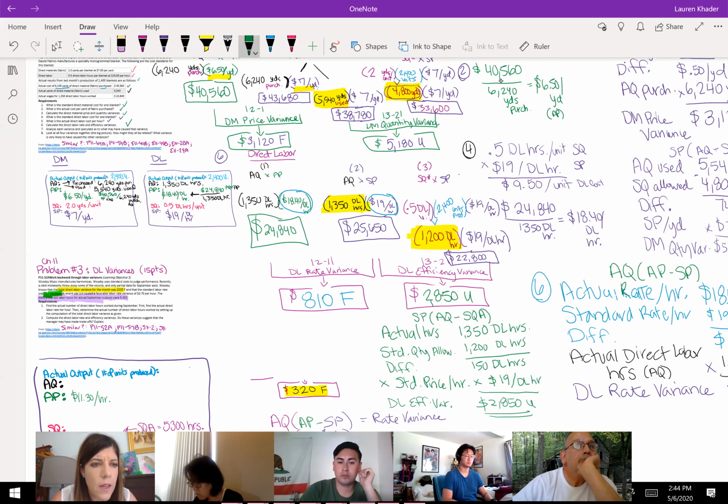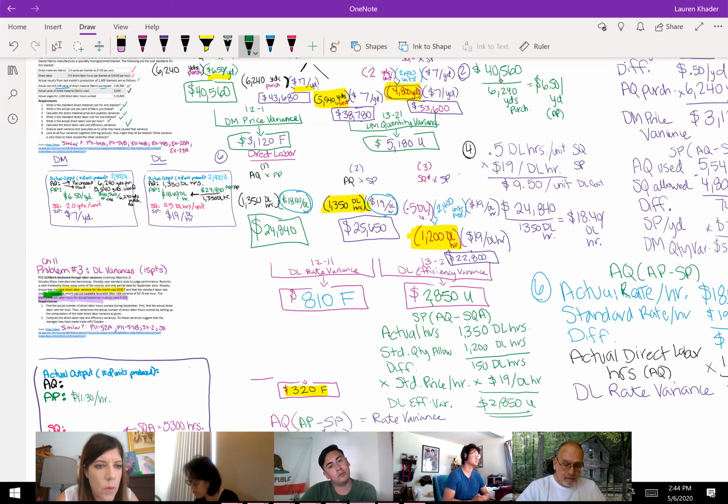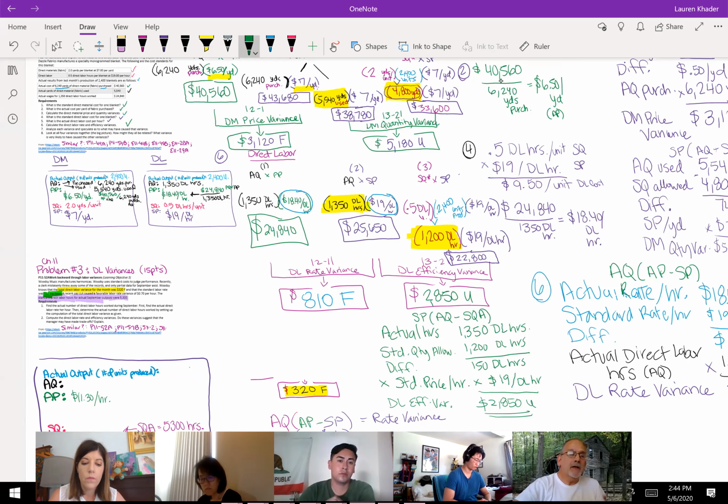For 8, look at all 4 variances together, the big picture. How might they all be related? What variance is very likely to have been caused or to have caused the other variances? The inferior materials. Yeah. So the inferior materials could have very much caused the others to be unfavorable. The other one could also be the newer staff.